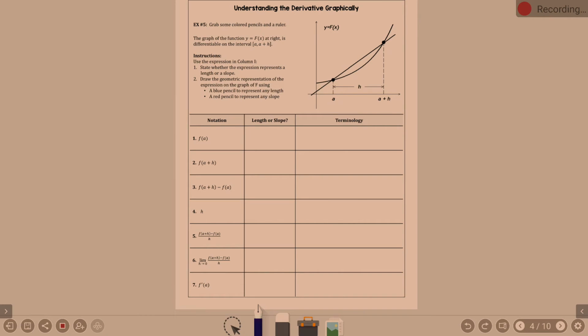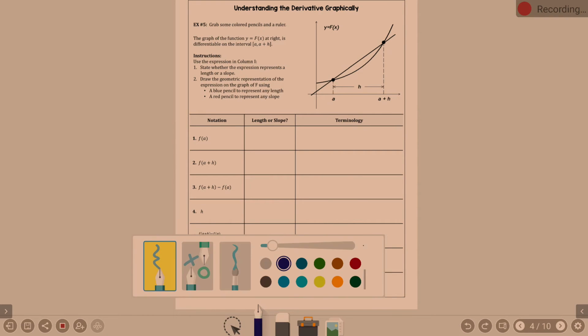The graph of the function y equals f of x at right is differentiable on the interval a, comma a plus h.